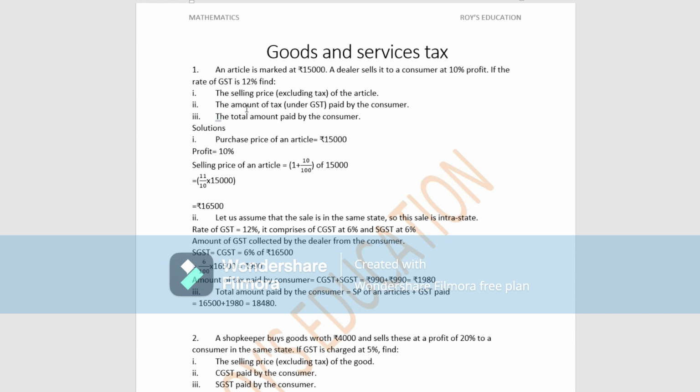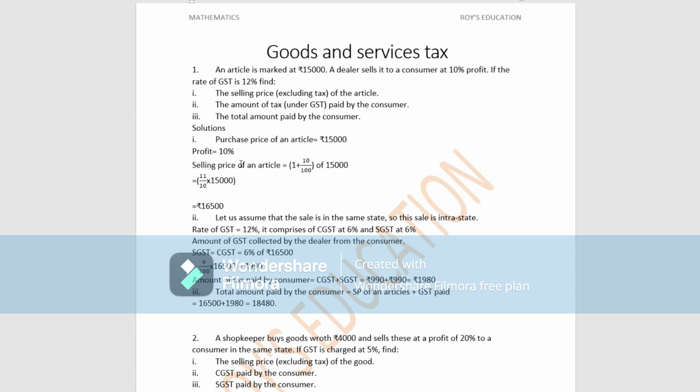First we have to find out the selling price, that is, the price of the article excluding tax. Next, number two, the amount of tax under GST paid by the consumer, and the total amount paid by the consumer. These three things we have to find out. Now let's see the solution, how you are going to do it.